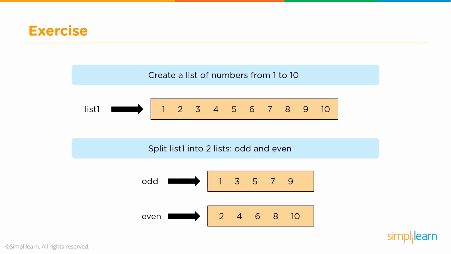So for our exercise, we need to create a list of numbers from 1 to 10. We'll call this list 1. And then we'll split list 1 into two lists: odd, which contains all the odd elements of list 1, and even, which contains all the even elements of list 1. So now let's move on to our Jupyter notebook and see how this is done.